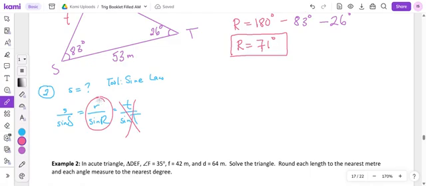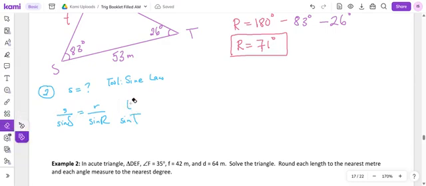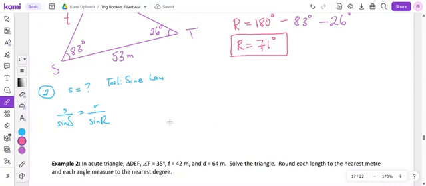Which one is the one that I need to find? I need to find S. So it's like circle what you have, circle what you need. As such, I'm using R and S. I only use 2 of the ratios.